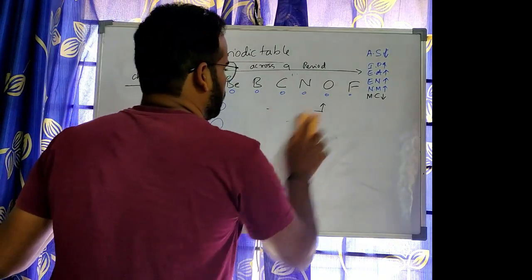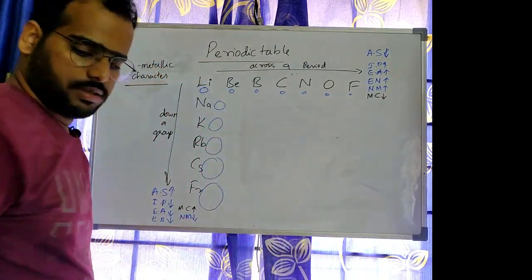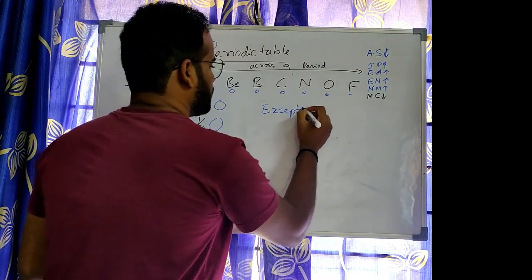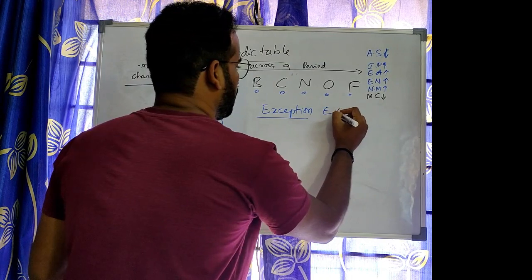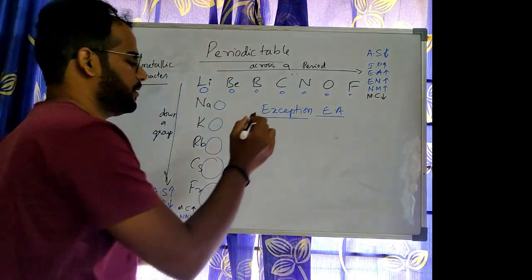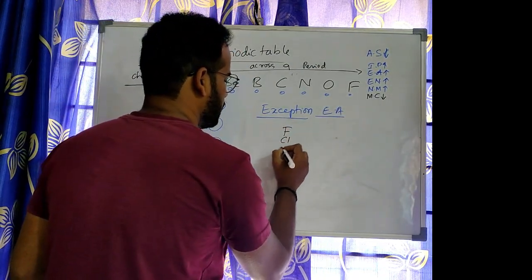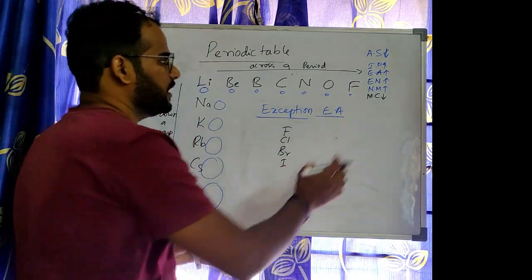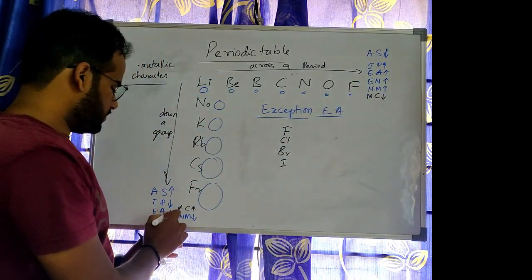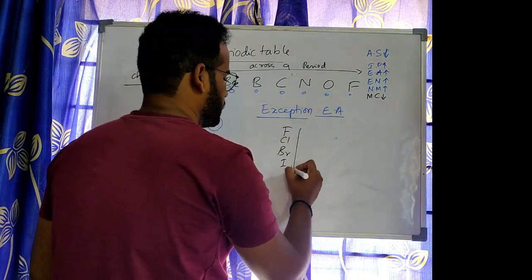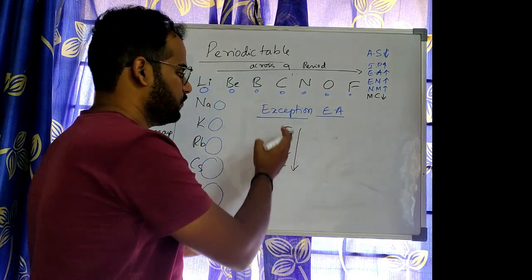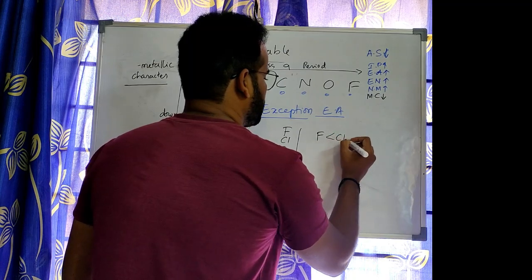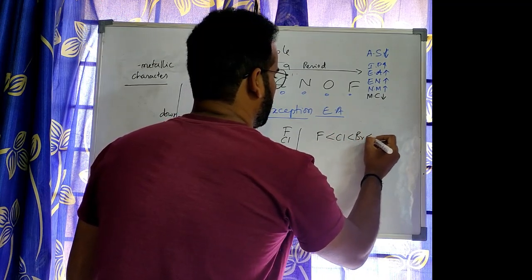Last one point I just want to give you. There is one exception here. Many people make mistakes in that. The exception regarding electron affinity values: if you take particularly the halogen group F, Cl, Br, I, not astatine. Here electron affinity down the group decreases. So you expect that if they ask you to write the decreasing order of electron affinity, you may write F less than Cl less than Br less than I.